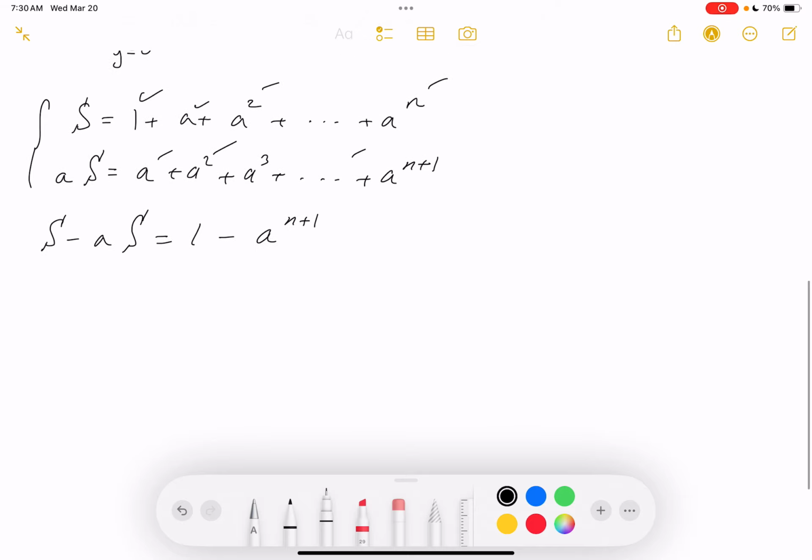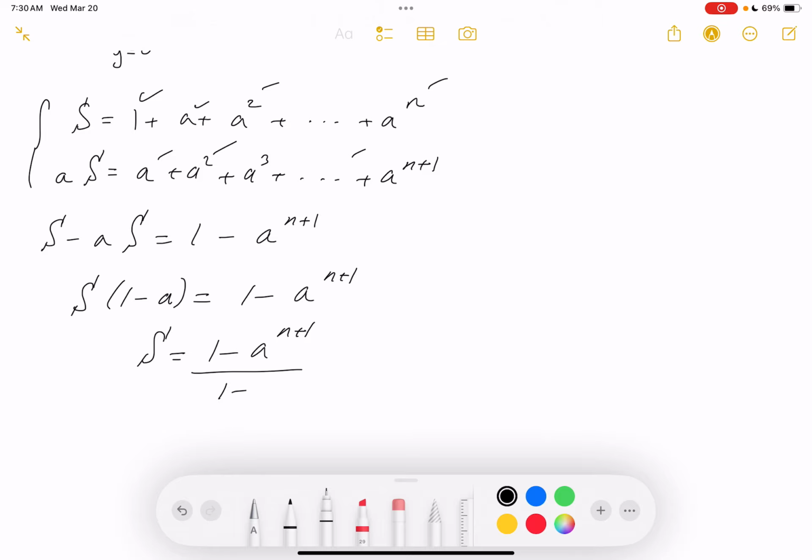Let's keep moving. What do you get here? I'm going to factor an s out. And what do you get there? You get 1 minus a, and then you get 1 minus a to the n plus 1. S will equal 1 minus a to the n plus 1 over 1 minus a. All right? And that's a formula your teachers probably taught you when you took an algebra class or maybe a pre-calculus class. It's a geometric sum. All right? Let's go back to the other problem.